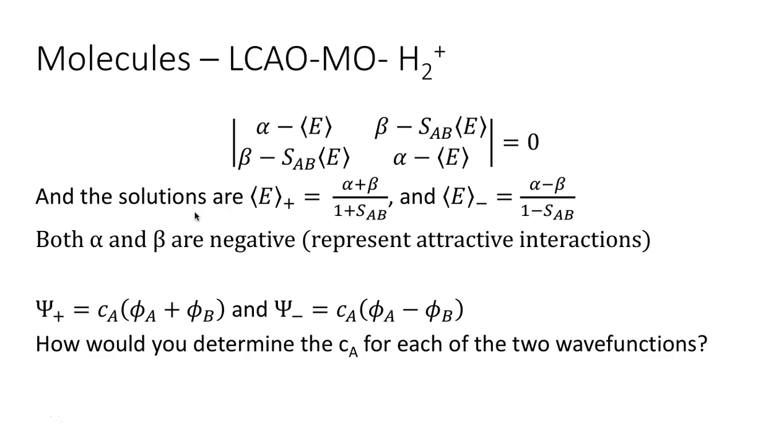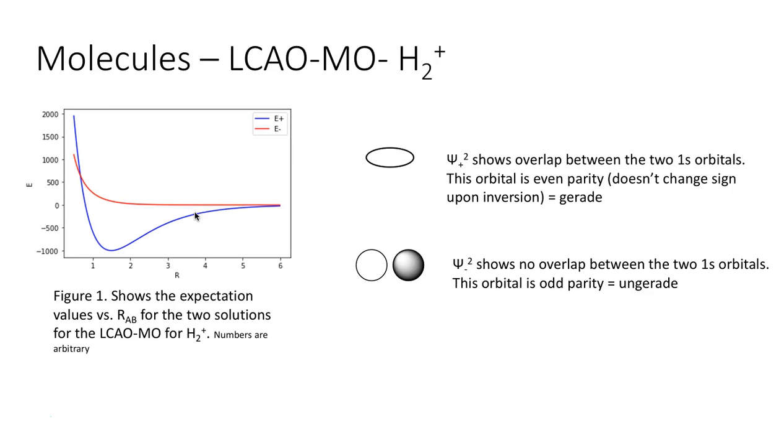But then the question still remains: how would we use these two wave functions to determine the value of Ca for each of those wave functions? And we'll talk about that at one of our meetings. So our result, I showed the expectation value. Now I'm plotting it over the internuclear distance. If we were to take the snapshot and evaluate what those two expectation values look like, the plus gives you basically something like a Morse potential. So it's a binding potential.